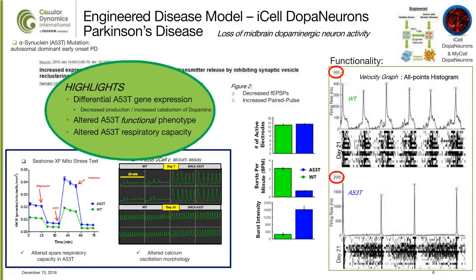Collectively, the differential gene expression and the altered functional and respiratory capacity measures of these cells is right in line with the idea that this is a Parkinsonian model and a good disease-in-the-dish model to study this mutation.